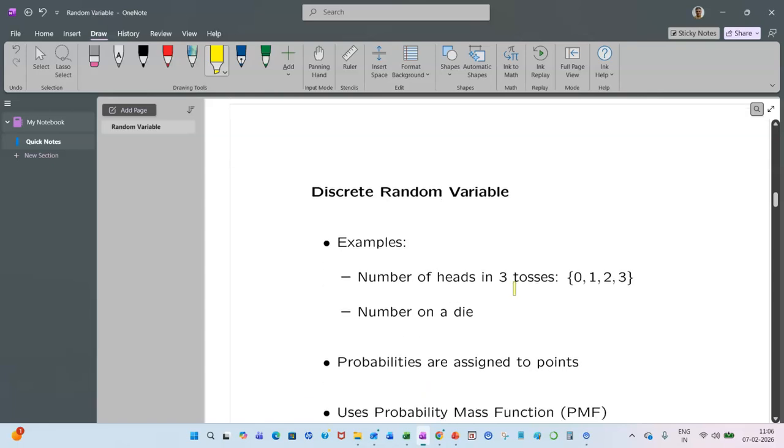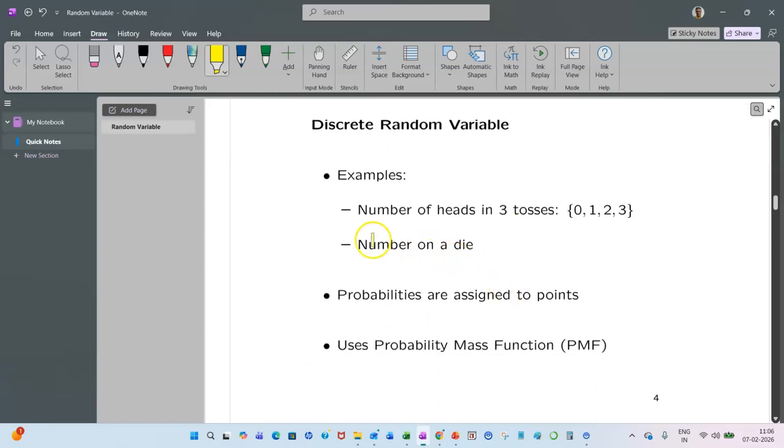So let us talk about discrete random variable examples. Number of heads in 3 tosses. In 3 tosses, the number of heads could be 0, could be 1, could be 2 heads, or all 3 coin tosses could turn out as heads. So the number of heads in 3 coin tosses could be 3 also. So the values are 0, 1, 2, 3. The number turned up in a die throw. That's a discrete random variable.